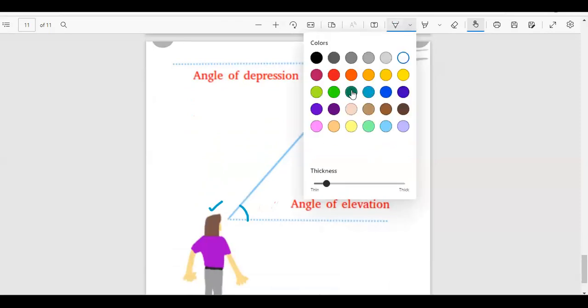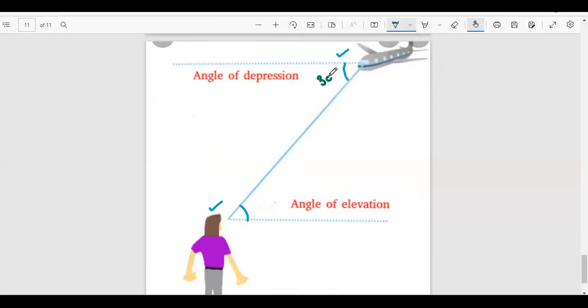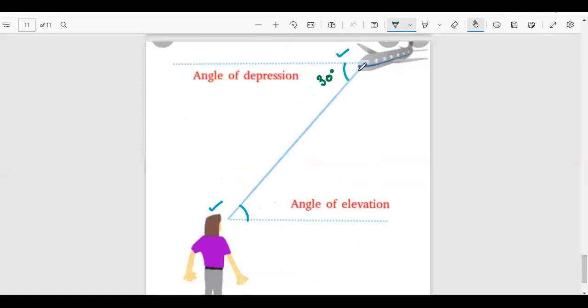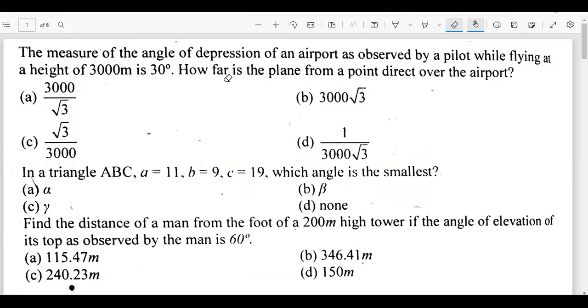The angle is 30 degrees. What do we know? It is flying at a height of 3000 meters. The height is 3000 meters. So this means that this length is going to be 3000 meters. What do you need to find? How far is the plane from a point directly over the airport?